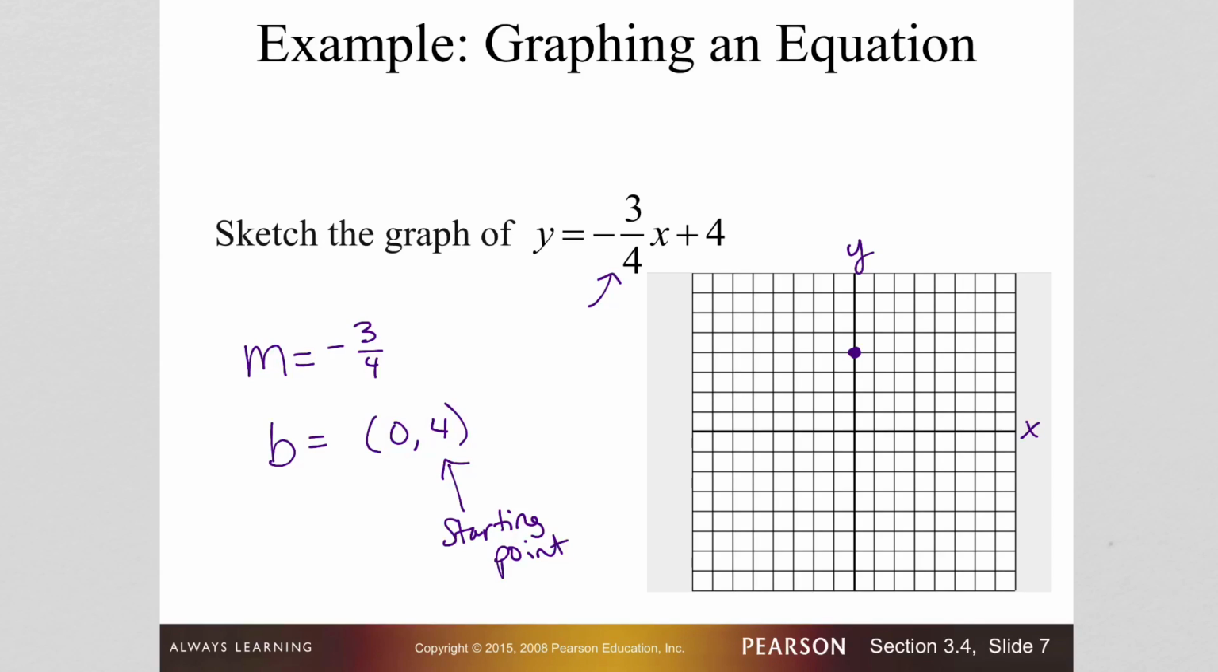From that dot, if my negative is on top, that means down 3, right 4, or if my negative is on bottom, in the denominator, that means up 3, left 4. So, down 3, right 4, 1, 2, 3, 1, 2, 3, 4, or up 3, left 4.